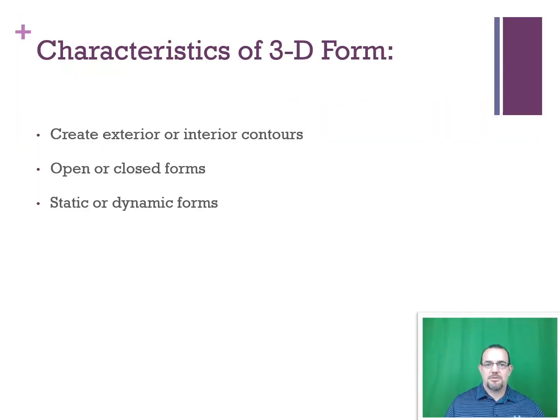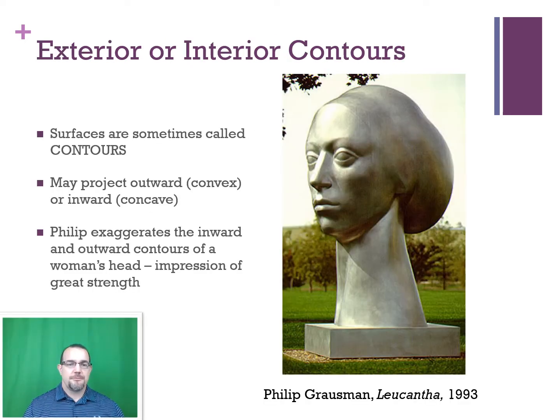Characteristics of a three-dimensional form include creating exterior or interior contours, open or closed forms, static or dynamic forms. Surfaces are sometimes called contours. They may project outward or inward. And here Philip exaggerates the inward and outward contours of a woman's head, and it gives us the impression of great strength.